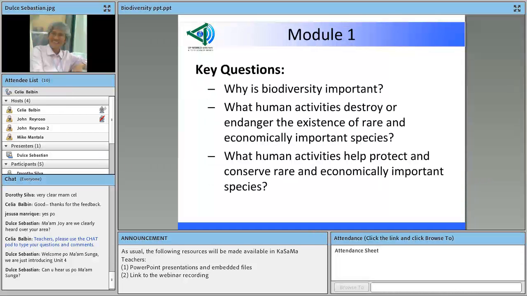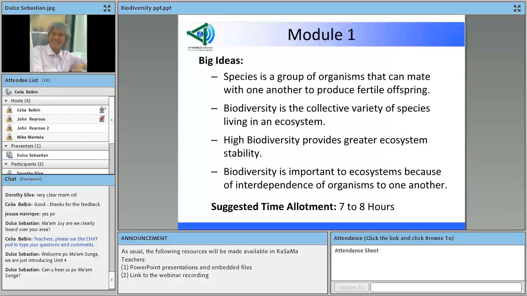The big ideas for this module are: a species is a group of organisms that can mate with one another to produce fertile offspring; biodiversity is the collective of species living in an ecosystem; high biodiversity provides greater economic stability or ecosystem stability; and biodiversity is important to ecosystems because of the interdependence of organisms to one another. The suggested minimum time allotment for this is 8 hours.